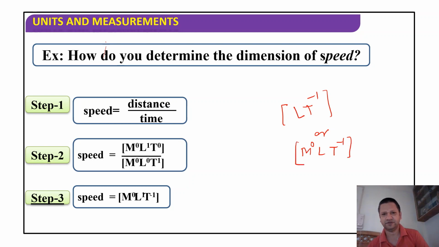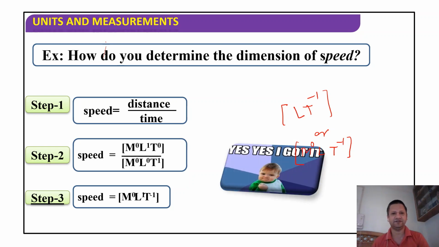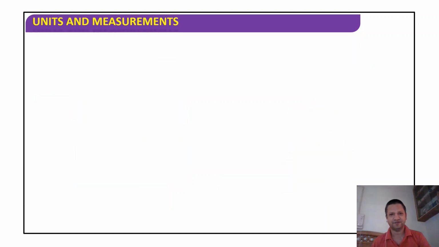So in both ways, both are correct. We can write down the dimensional formula. Once we do this, we have confidence, yes, I can. So let us continue.